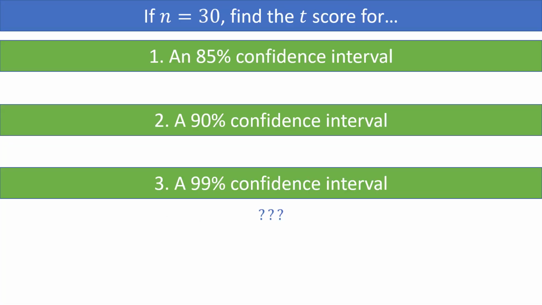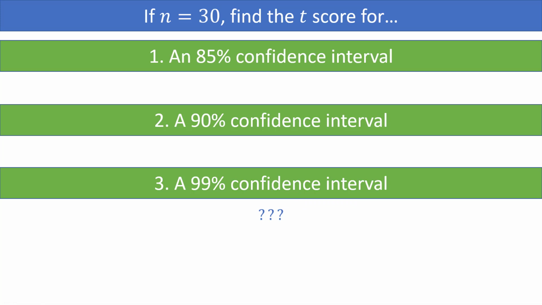Here are a few problems for you to try. Let's say we have a sample of size 30, and you were asked to find the t-score for an 85% confidence interval, a 90% confidence interval, and a 99% confidence interval. Pause the video and give it a shot.